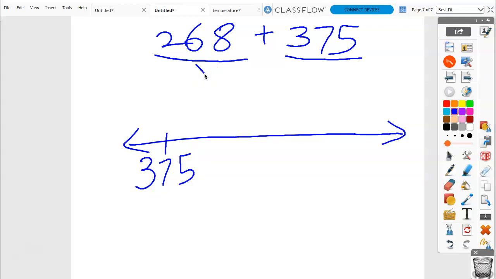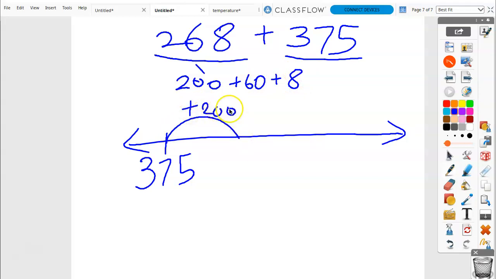We're going to break apart 268. Students are very good at doing expanded form by now. So 268 would become 200 plus 60 plus 8. Now we can add them one place value at a time. If I add 200 to it, that will become 575.